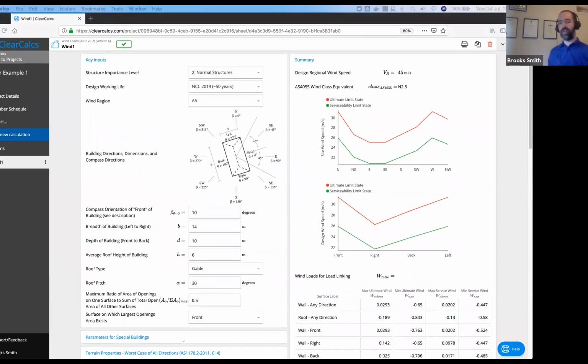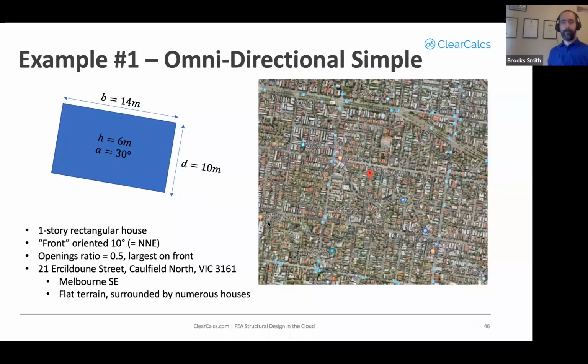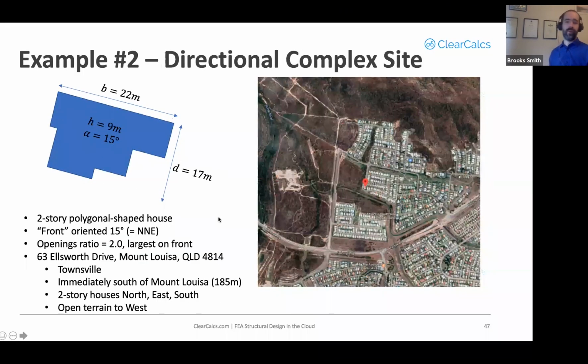So that's our example number 1. Example number 2, we're going to look at a directional design for a much more complex site. I'll say this is a two-story, rather polygonal shaped house, rather unusual shaping. We're going to say at the front of the building is oriented 15 degrees, so serving the north-northeast direction. We're going to say there's an openings ratio of 2.0.